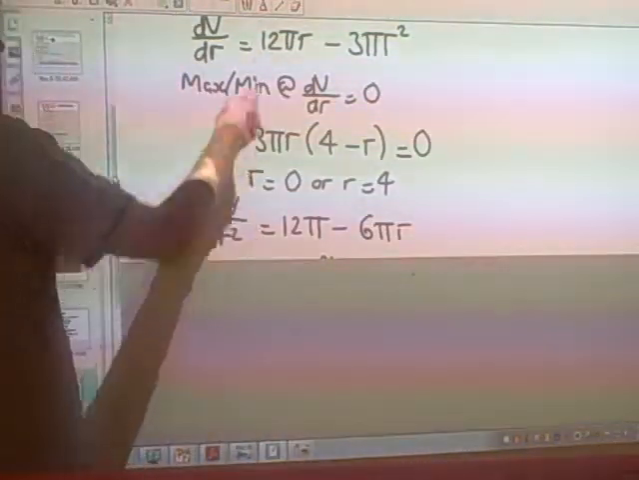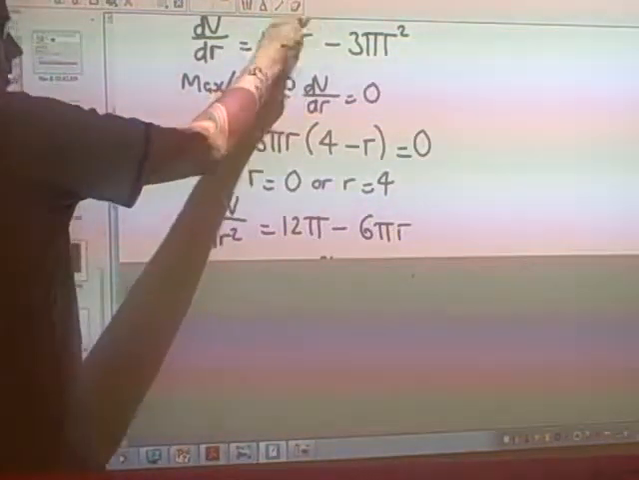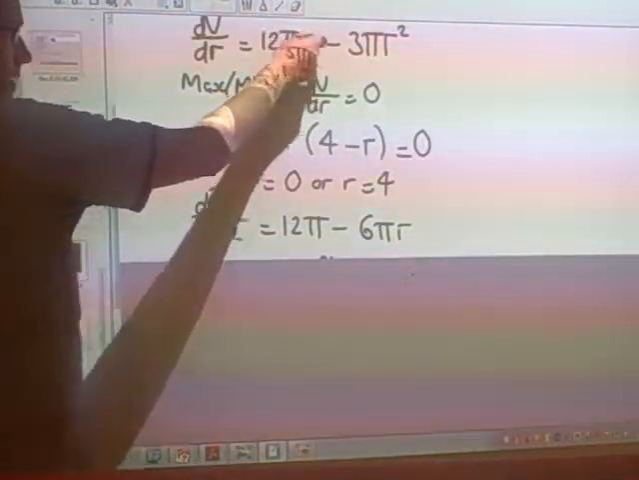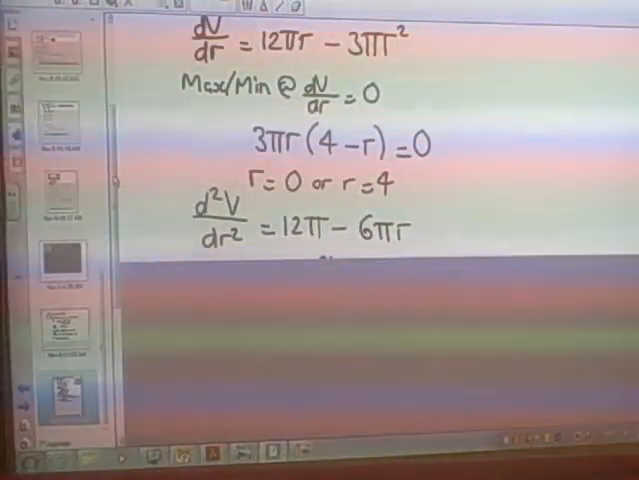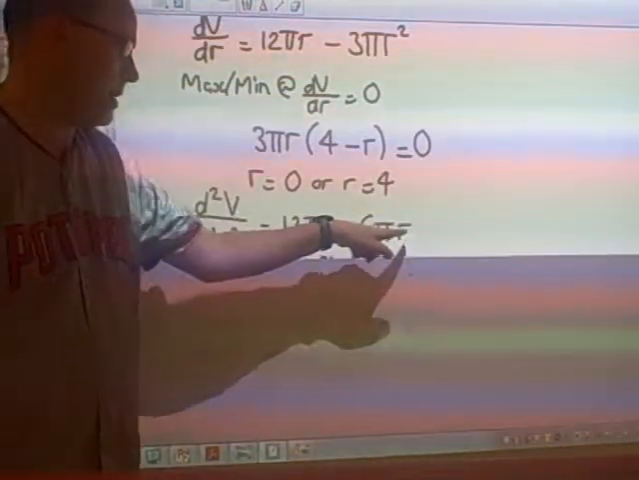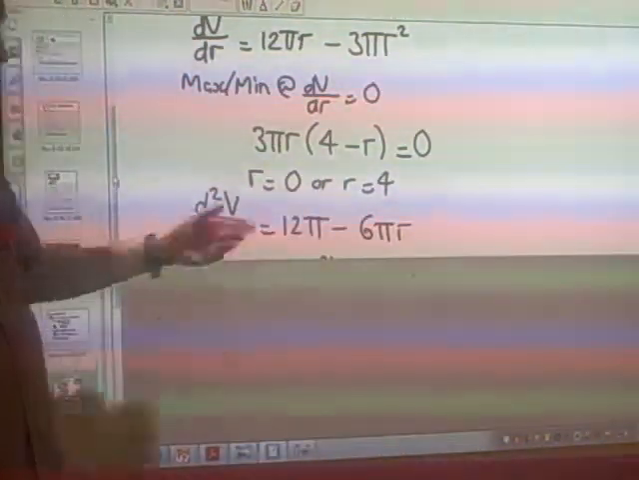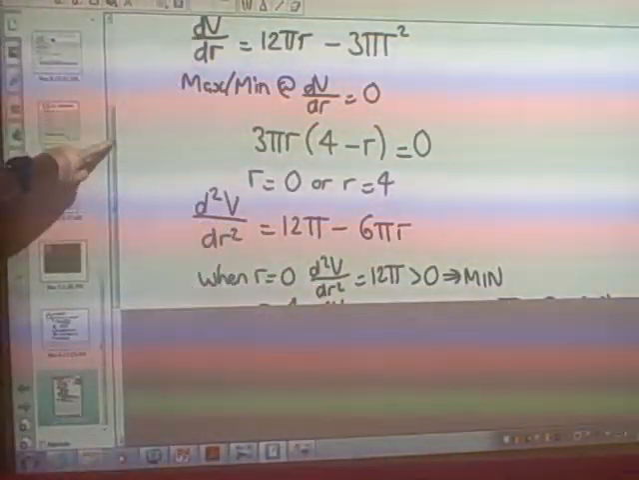Second derivative, so if we differentiate this, this is just a number, 12 pi. So r to the 1, the differential of a number and a variable is just the number itself. Bring the 2 to the front, we get 6 pi r to the power of 1, or just 6 pi r. Now if we plug 0 into here, this just becomes 0, so we get 12 pi. And as 12 pi is greater than 0, that gives us a minimum.